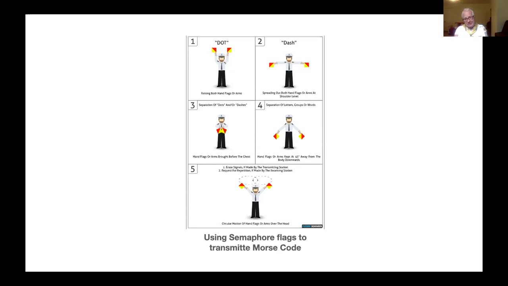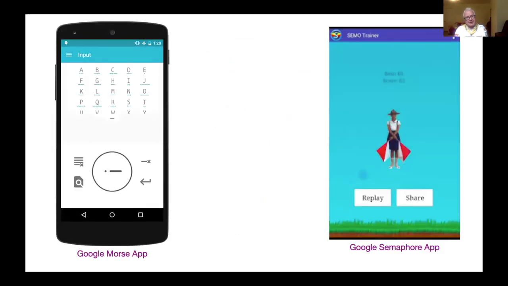And also, I have here examples of Google and iPhone applications for Morse and flags and semaphore. You can practice not only Morse code, but also semaphore flags, and you will find the application that goes with your Android.